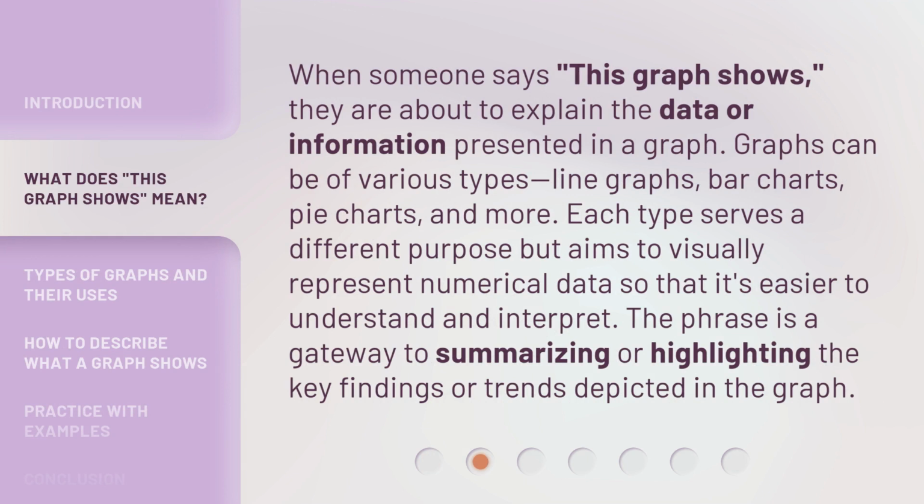When someone says, "This graph shows," they are about to explain the data or information presented in a graph. Graphs can be of various types: line graphs, bar charts, pie charts, and more. Each type serves a different purpose but aims to visually represent numerical data so that it's easier to understand and interpret. The phrase is a gateway to summarizing or highlighting the key findings or trends depicted in the graph.